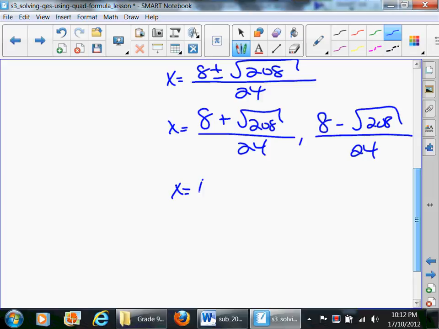which is going to give us 0.93 if we round that to 2 decimal places, or we get negative 0.27. Those are our two roots to the quadratic equation. And again, we don't have to worry about factoring. All we have to do is apply the quadratic formula and we'll find out the roots very quickly. Okay?